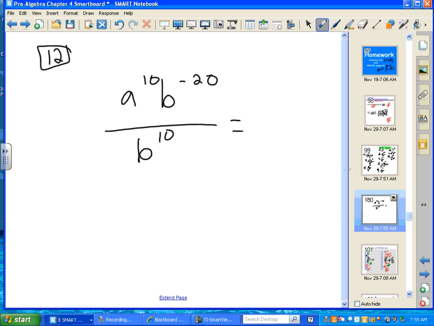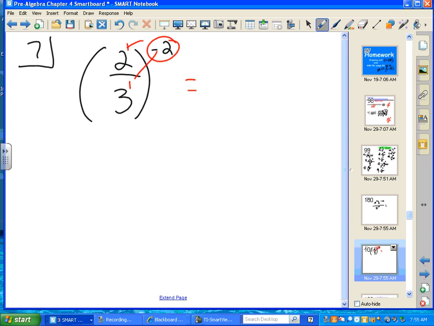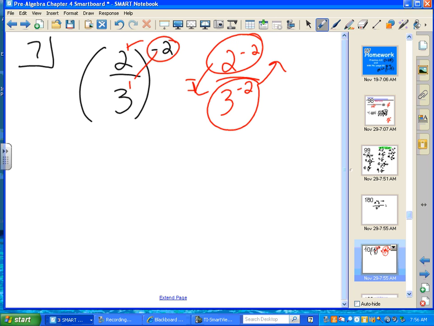2/3 all to the negative 2nd power. So the very first thing you want to do is put a 1 above the 2 and the 3. Distribute the negative 2 to each exponent. So you get 2 to the negative 2nd over 3 to the negative 2nd. So parentheses are gone. Second step in the order of operations of exponents is move the negatives. So you just switch them around. So it becomes 3 to the 2nd over 2 to the 2nd. You can't simplify any further because the bases are different. You got it?